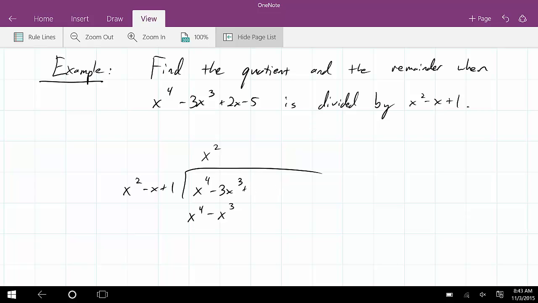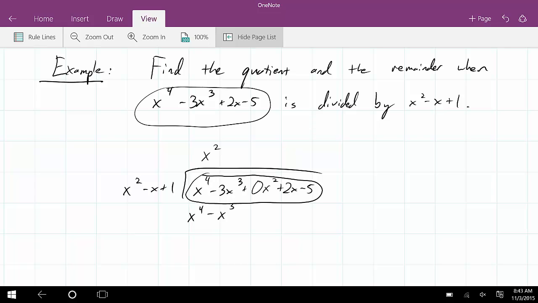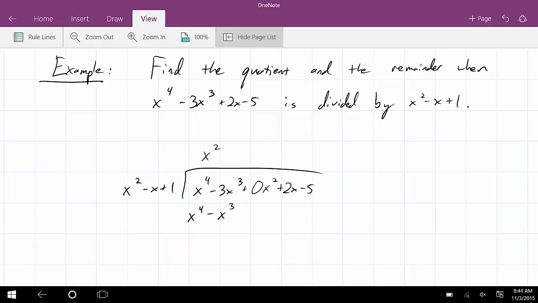As a matter of fact, I didn't write this way, but the original dividend, I'm going to write it with a space here. So I'm going to write plus 0x squared and then plus 2x minus 5. So this is the same as this. It's still x to the power 4 minus 3x cubed plus 2x minus 5. All right, so now that I have that written that way, then everything's going to line up properly. Let me just start this over to make sure you guys are on the same page.